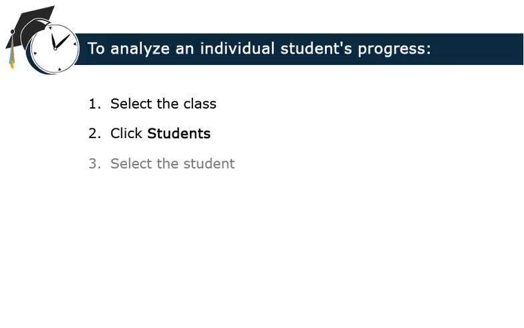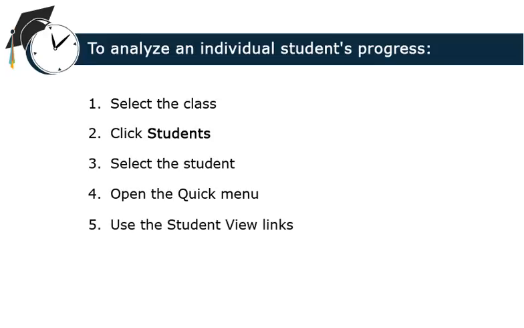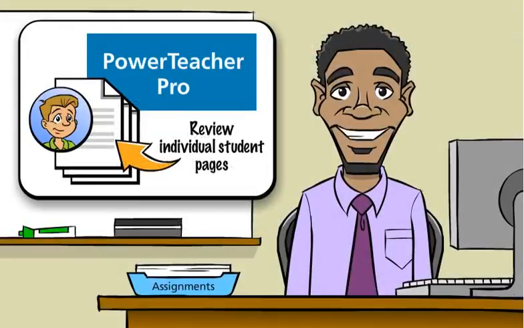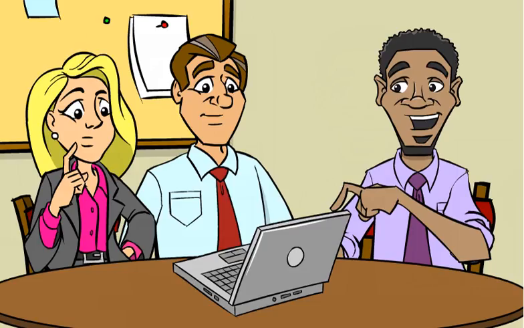Remember, to analyze an individual student's progress, first select the class the student is in. Then click Students. Select the student. Then open the Quick menu and use the Student View links to navigate to his student pages. Now that you've reviewed the student's PowerTeacher Pro pages and analyzed his progress, you feel prepared to speak with his parents about why he has a C and what he can do to improve his grade. In fact, you can even show his parents his student pages to help them better understand what's happening with his progress.